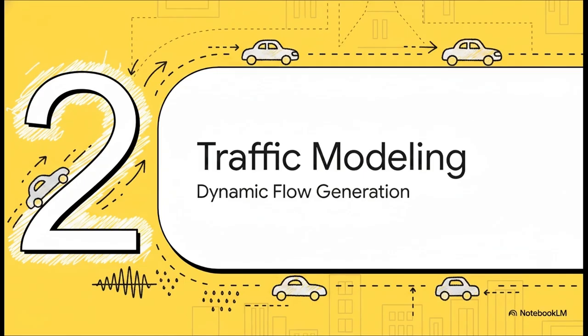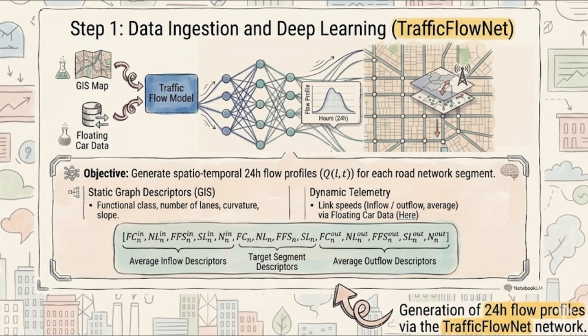To actually achieve that 10-meter resolution, we need fundamental mobility data. Let's look at the second layer. It all starts with ingestion. Here, we're utilizing a deep learning architecture called Traffic Flow Net. It essentially ingests two types of data. First, static GIS descriptors, think road class, lanes, slopes. Second, dynamic telemetry, like floating car data. The neural network takes these input vectors and outputs continuous, baseline 24-hour traffic flow profiles for literally every single segment of the network.